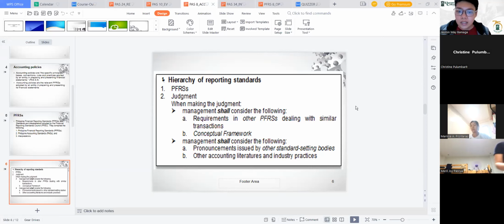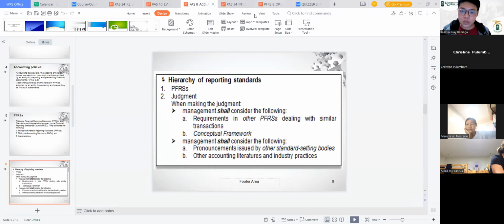And when making judgment, take note, management shall consider all the requirements in other PFRS dealing with similar transactions. Tsaka ka lang magkakaroon ng judgment pag wala na talagang acceptable or applicable accounting policies or standards applicable with such. As you can see, nasa dulo ng ranking or hierarchy yung conceptual framework pag walang basis, pag walang accounting standards na applicable. No? As you can notice, the last basis will be the conceptual framework application.